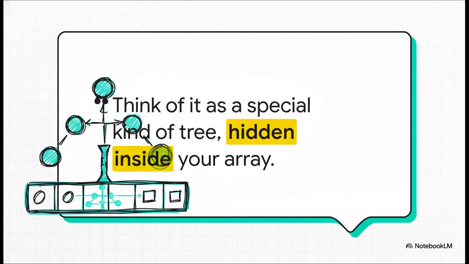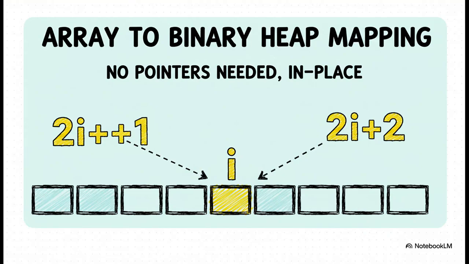And here's the really clever part. You don't need to create a separate tree object with all those pointers and nodes. Nope, we can represent this entire structure perfectly right inside the original array. It's a tree, just hidden in plain sight. And the way we do this mapping, it's surprisingly simple. Check this out. For any element at index i, you can find its left child at 2i + 1 and its right child at 2i + 2. That's it. This simple math is the whole key. It lets us navigate the array as if it were a tree, and that's exactly how Heap Sort does all its work in place without needing any extra memory.